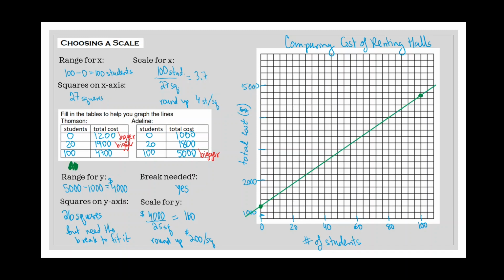Draw the line. Then what you want to do is sketch the first and the last point of the second one, which is Adeline. So the first point is 1,000. That's right there. And the last point is 5,000. Plot it there and draw the line after. Make sure you draw the line after you do the points, because if you just plot all 4 points, you might not know which point connects to which. Okay. Don't forget to label your lines with what they represent.